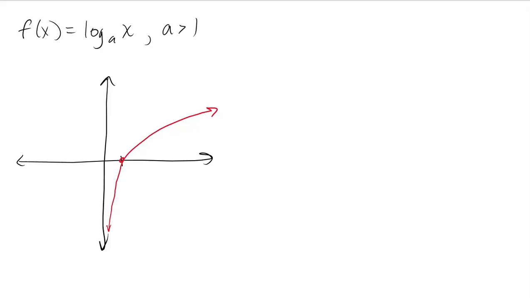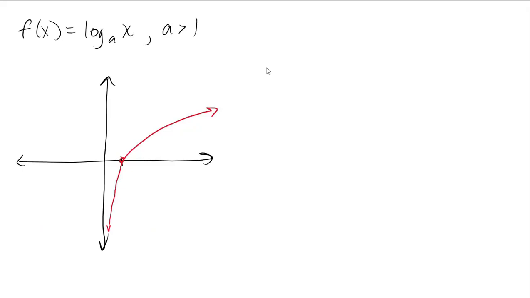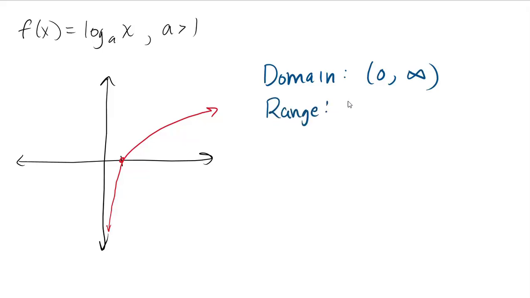If the base is greater than 1, then log base a of x has this basic shape. It goes through the point 1, 0. We know that from the first property on the previous slide. This has a domain from 0 to infinity, not including 0. That shouldn't be surprising because the range of the exponential function is 0 to infinity, and this is the inverse of that exponential function, so the domain and range flip-flop. Similarly, the range of this is all real numbers. That's the domain of an exponential function.